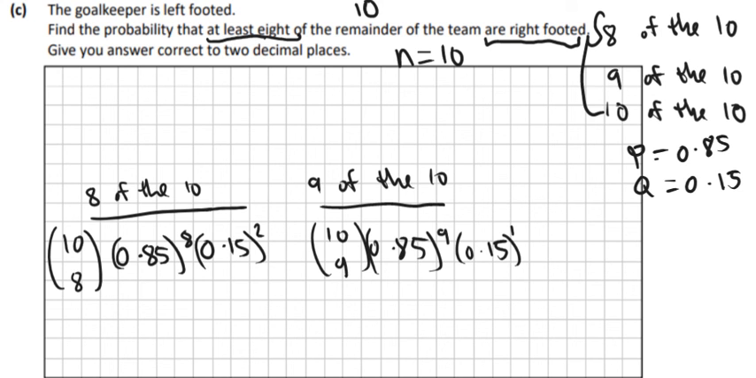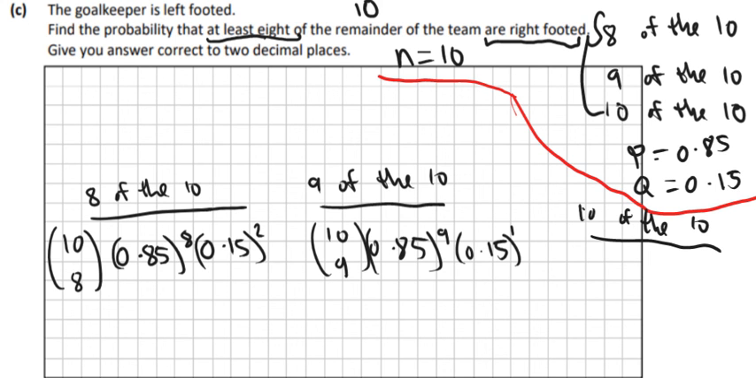And then for the other bit, the 10 of the 10, it's going to be 10 choose 10, 0.85 to the power of 10, and then 0.15 to the power of 10 minus 10, which is 0. So we're just going to add all of those together then. So you can work each of them out separately and then add them all together, or you might be able to put it all in the calculator in one go. You could try if you want.